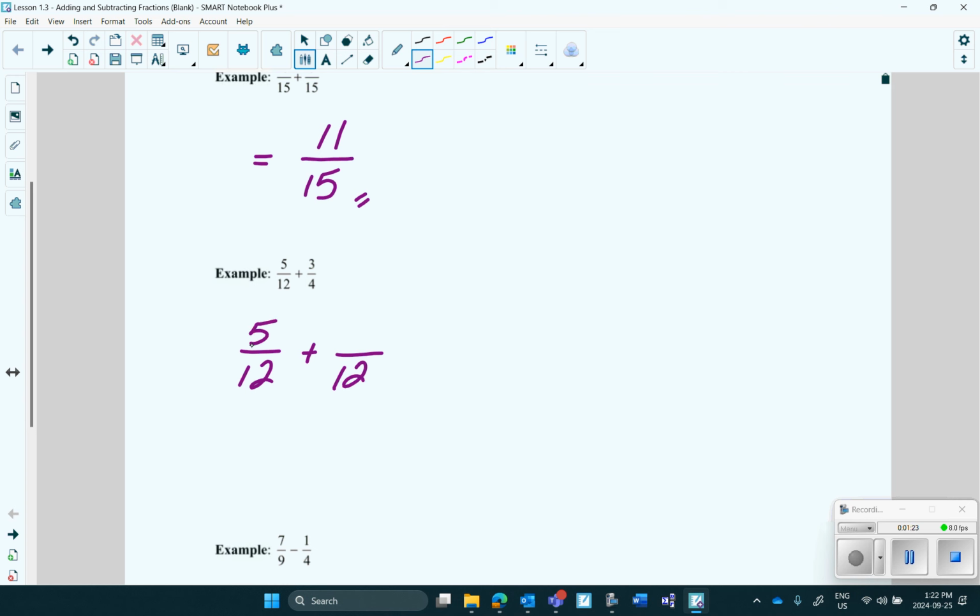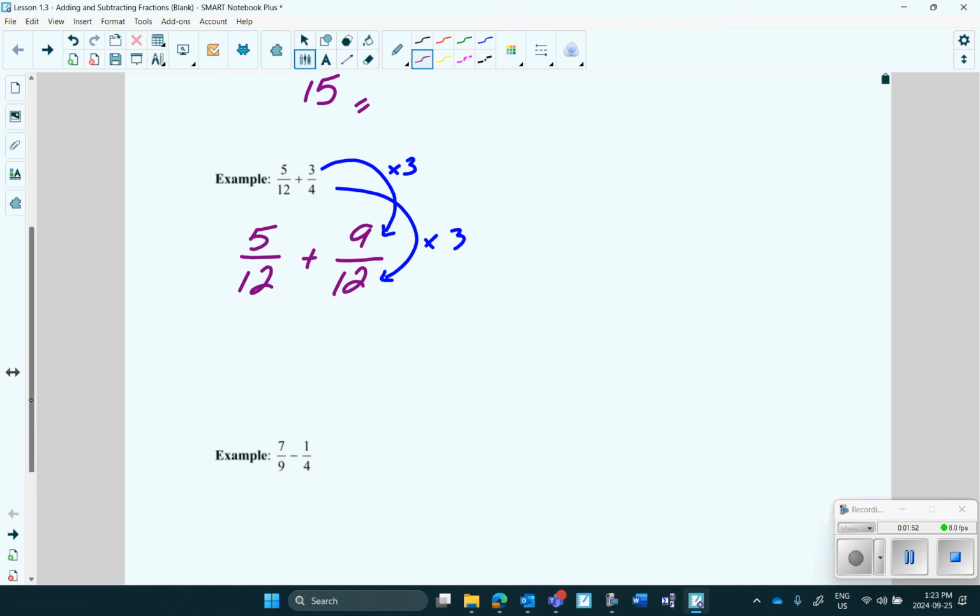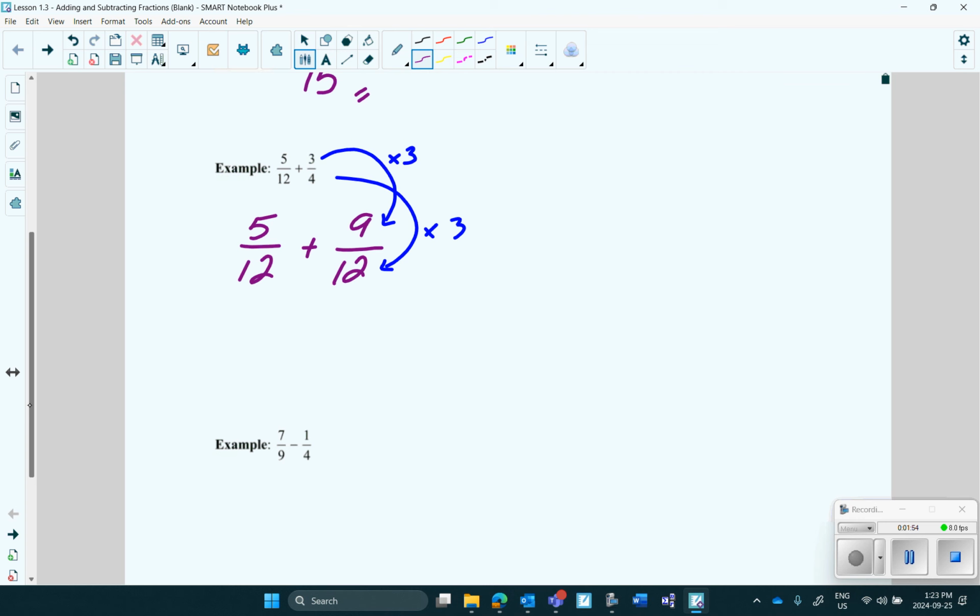Well, how do I convert the second one? I got to figure out, okay, 4 times what is 12? 3, which means that's what you have to multiply the top by. So therefore, 3/4, pardon me, becomes 9/12. Now I'm ready to add them just like we did in the previous example. What would I get?